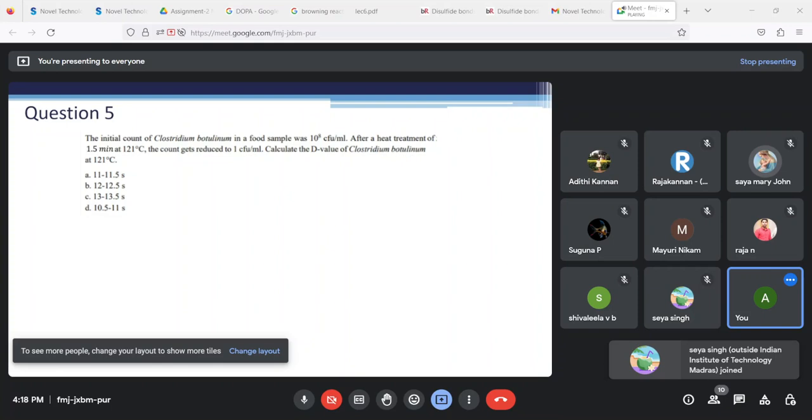So how do you proceed with this? What does microbial death kinetics follow? What kind of a reaction does it follow?